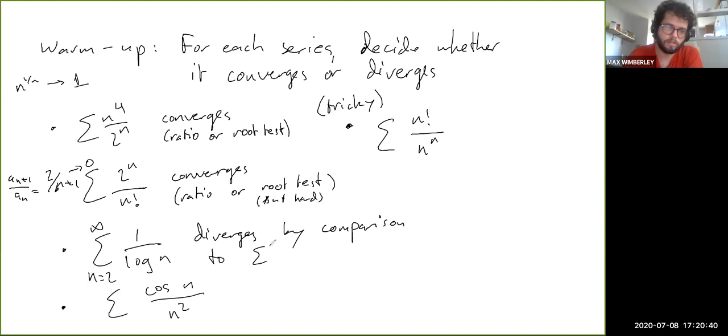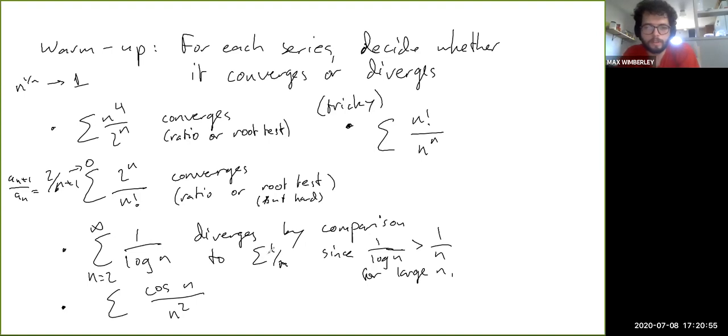by comparison to the harmonic series, since 1 over log of n is greater than 1 over n for large n, right? Or really, I think probably just for all n that's actually true. For all n greater than or equal to 2, I think that's true, but it doesn't really matter. All that you need is that this is true for large enough values of n.